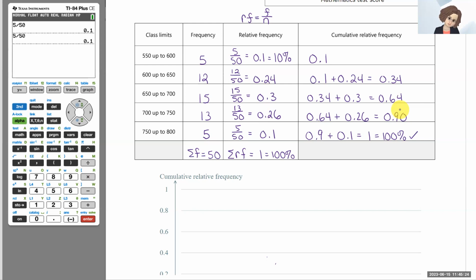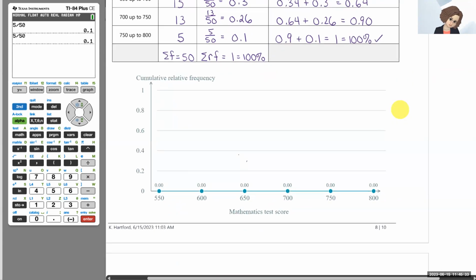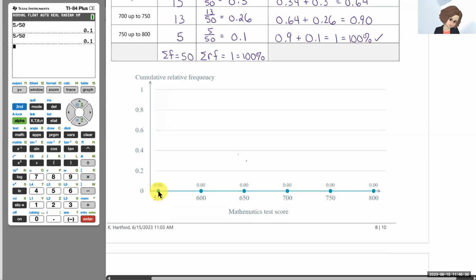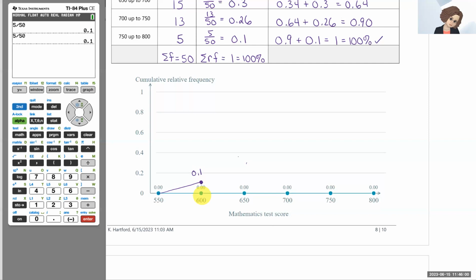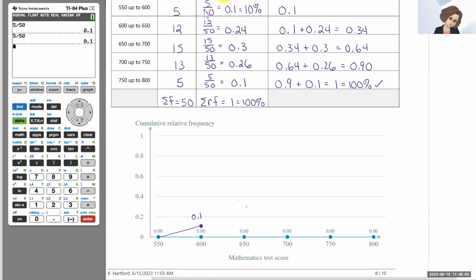All right, and then we create the ogive, the cumulative relative frequency polygon, the long name for it here. We start with our first point on the x-axis, that first value of the score, 550, and then up to the 600. That cumulative frequency was 0.1, so we'll draw a point there with a y value of 0.1. And we always connect with line segments. And then at 650, the cumulative frequency brought us to 0.34.